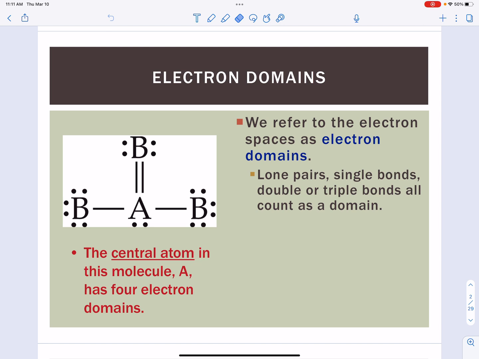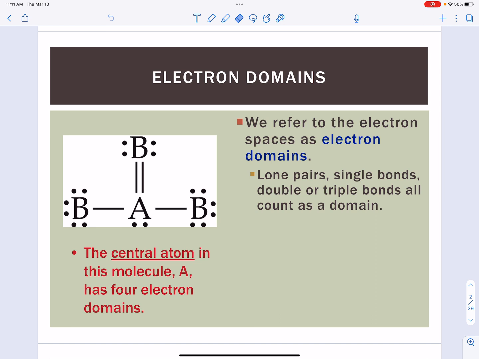It is not necessarily going to be inhabited by two electrons. It might be inhabited by one electron. It might be two electrons. It might be a double bond and therefore 4 electrons, even 6 electrons in a triple bond. So a domain does not necessarily mean a set number of electrons. It just means a space.